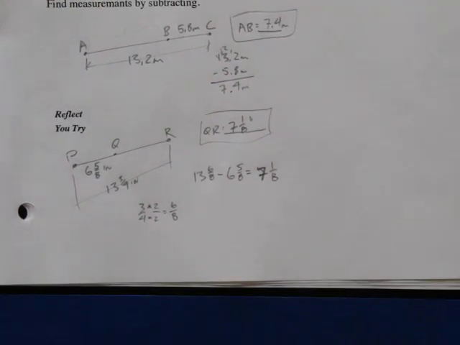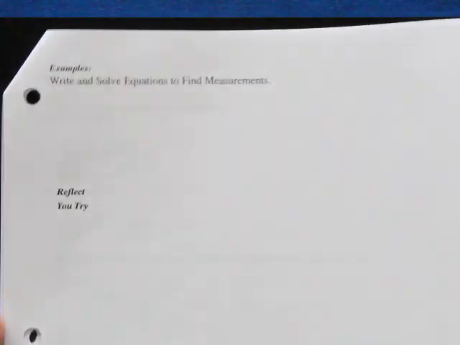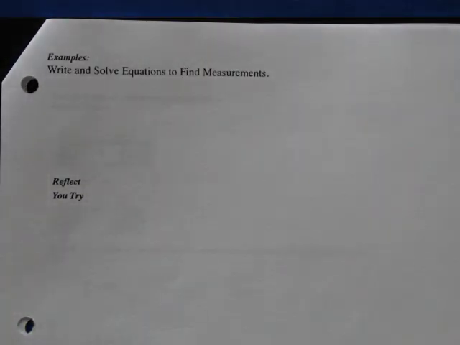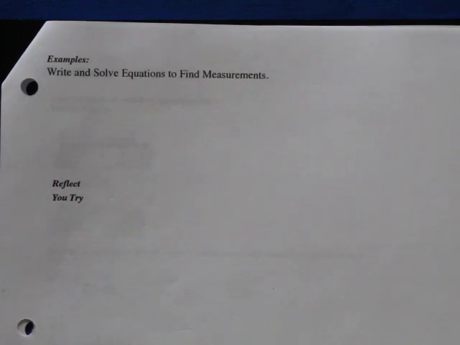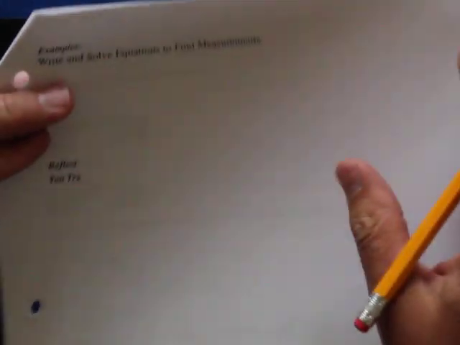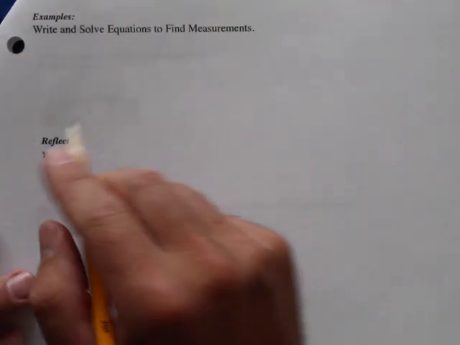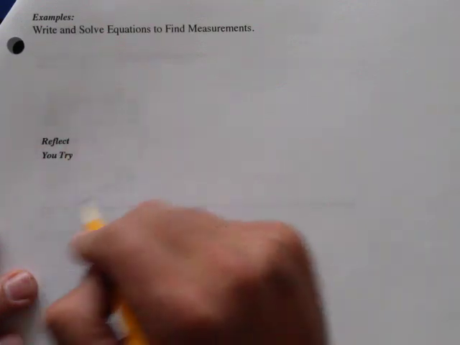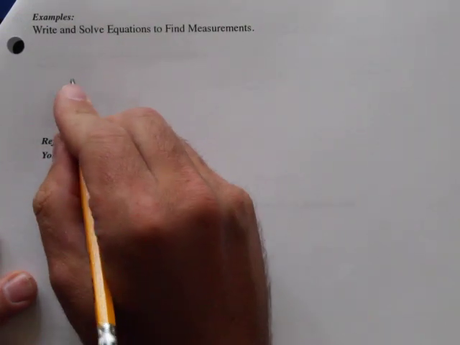Let's move on. We got just a little bit left out of this section, and we are going to do a couple more examples. Oh, this is good. All right. Write and solve equations to find measurements. We've got 2 problems here, one to do together and then one to do on your own.